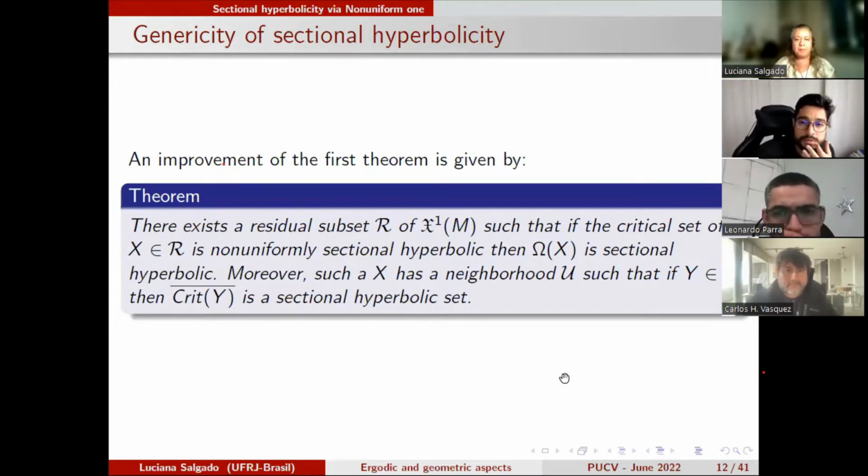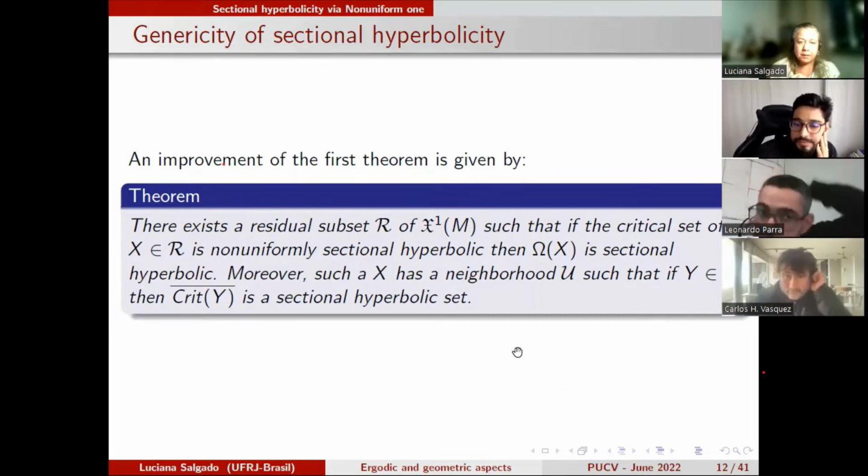So, in the conclusion, the non-wandering set is sectional hyperbolic, and we got the uniform sectional hyperbolicity. Yes. Thank you for the question.